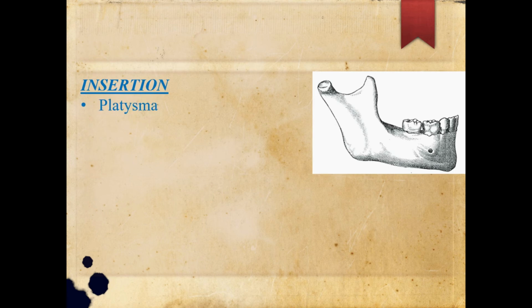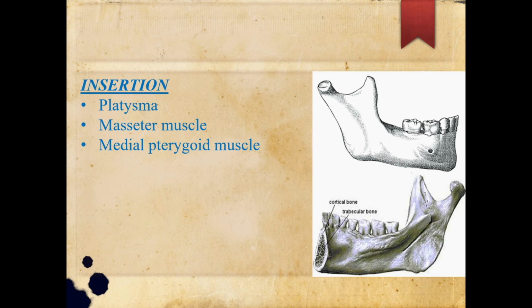The platysma muscle is inserted into the lower border of the mandible. Masseter muscle. The whole of the lateral surface of the ramus, except the posterior superior part, provides insertion to the masseter muscle. Medial pterygoid muscle. The medial pterygoid muscle is inserted on the medial surface of the ramus, on the roughened area below and behind the mylohyoid groove.